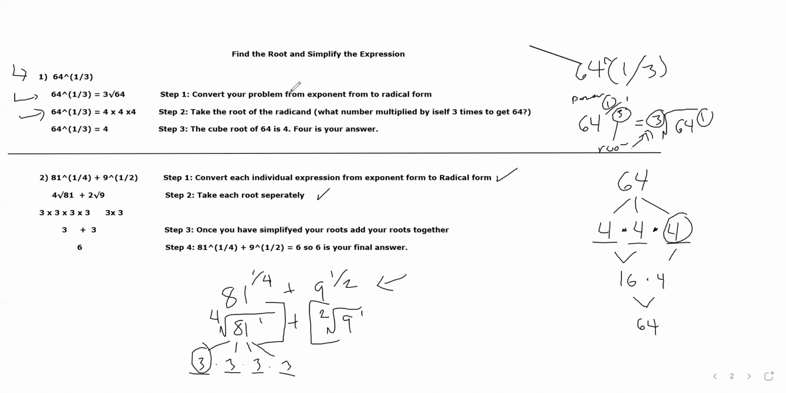And what about 9? Well, I know 3 times 3 gives me 9, and there's only 2 of them that I need, right? So the square root of 9 is also 3, just like the fourth root of 81 is also 3. So now that we know that each side is 3, all I have to do is add them together. 3 plus 3 is 6. So the answer to the whole problem is 6. And that's it.